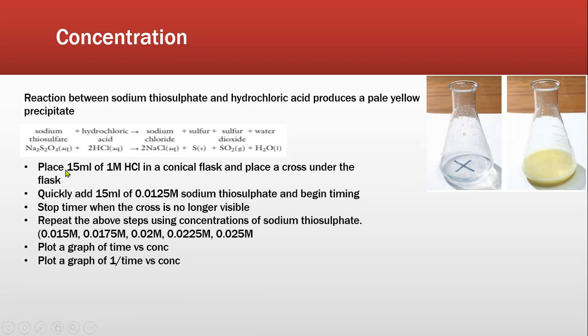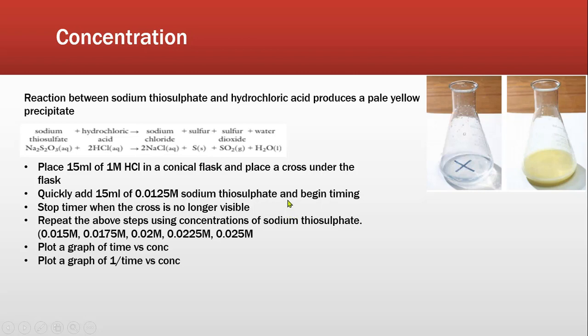So the method goes like this. You're going to place some HCl in a conical flask and then add your thiosulfate and begin timing. So very slowly this X will begin to disappear. The solution begins to get opaque as sulfur is being formed.